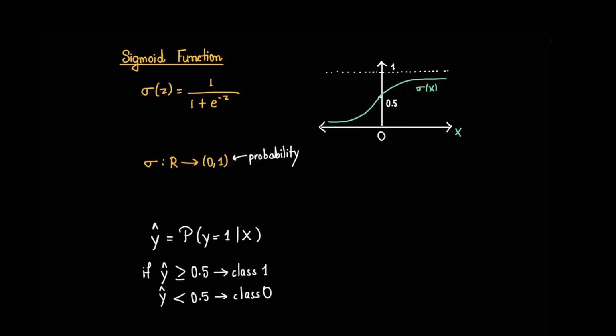Now, why do we use the sigmoid function, as in what is so special about it? One thing is that it converts all real numbers into probabilities between 0 and 1. Another thing is that this function is smooth in its entire domain. You can see it is a very continuous curve. Also, it is differentiable everywhere.